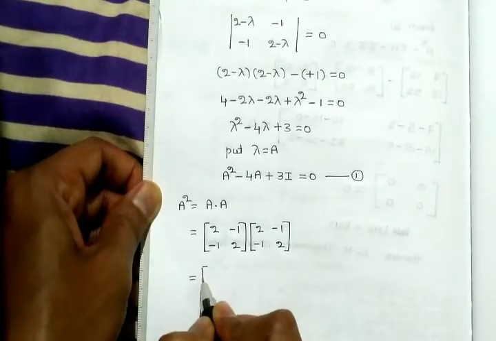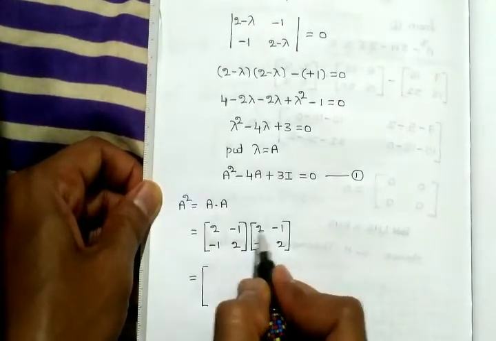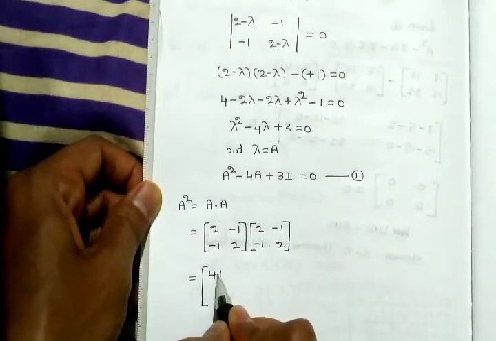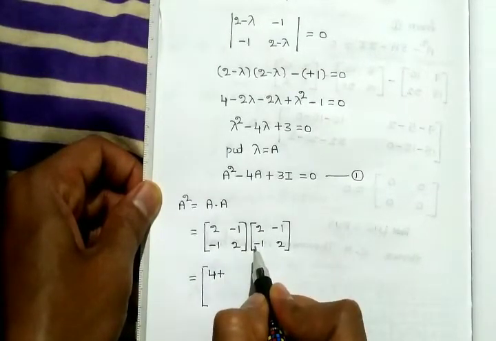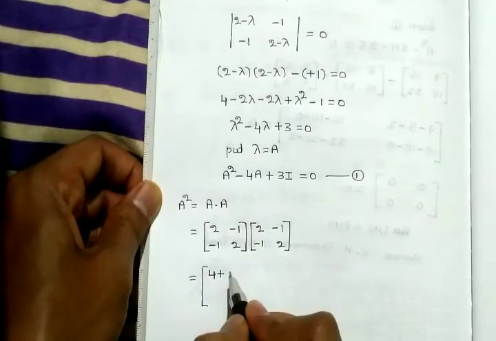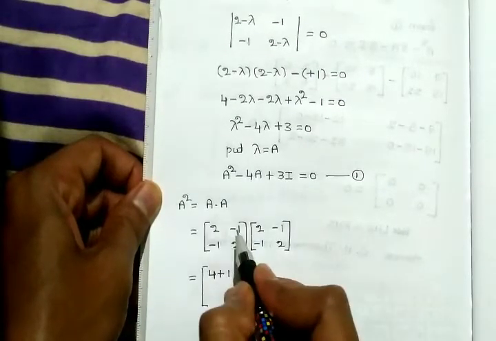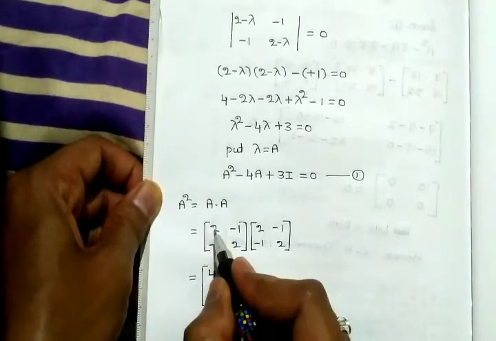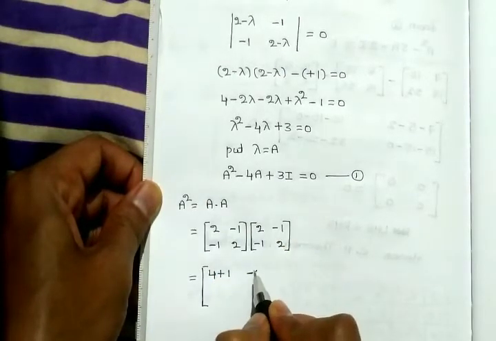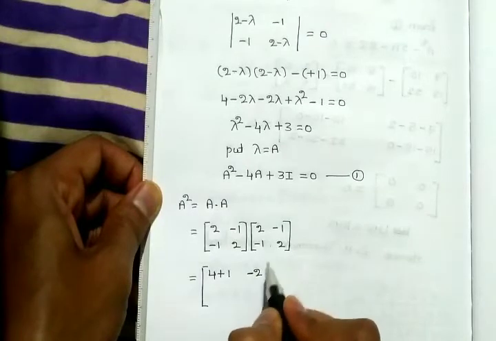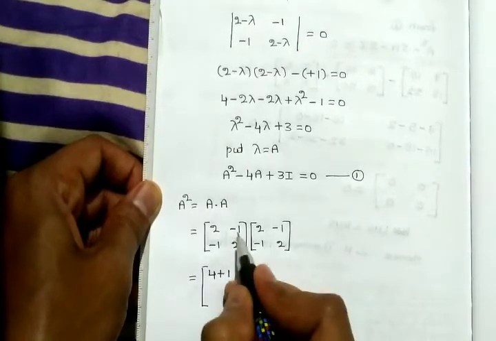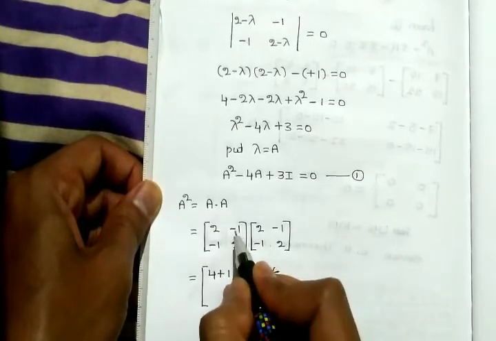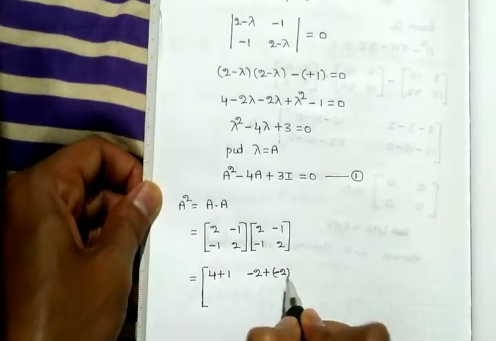So first, regular method I am going to apply. First row, first column: 2 into 2, 4; middle plus sign; minus into minus is plus, 1 into 1 is 1. First row, second column: 2 into 2, 2 into minus 1 is minus 2; middle always plus sign; minus into plus is minus, 1 into 2 is 2.